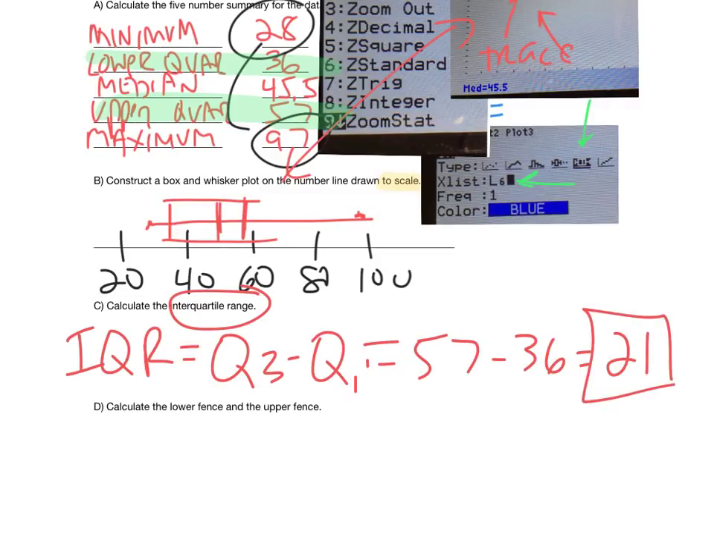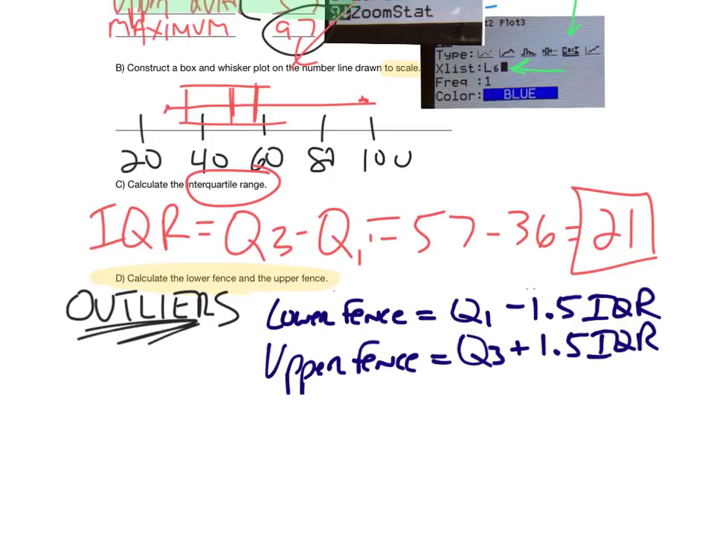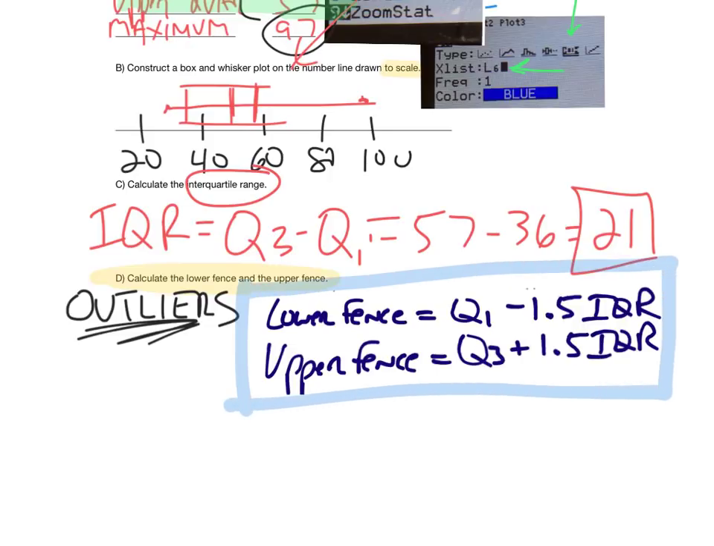What we next need to do is calculate the lower fence and the upper fence for the data. And the lower fence and the upper fence are the boundaries for outliers. We want to come up with a range that is considered quote-unquote normal, and any values outside of that range are considered outliers. And here are the formulas you want to know. The lower fence equals the lower quartile Q1 minus 1.5 times the interquartile range. The upper fence is the upper quartile Q3 plus 1.5 times the interquartile range.